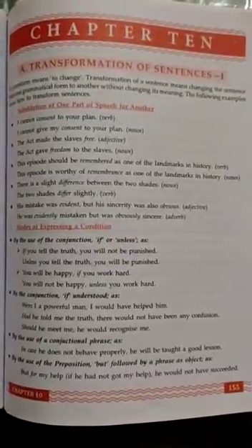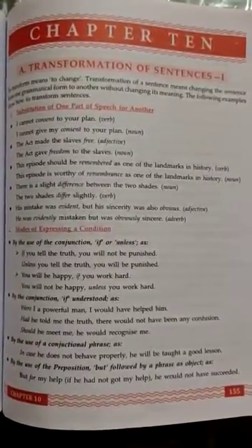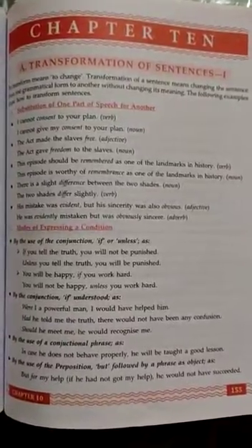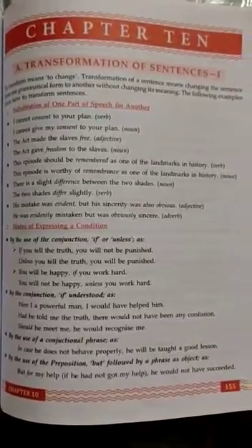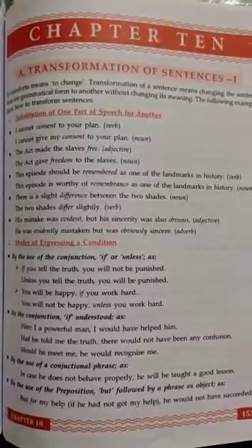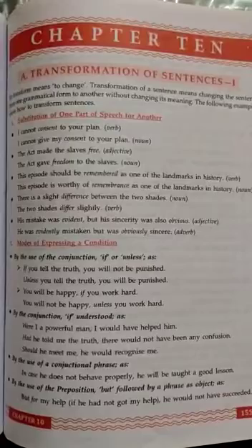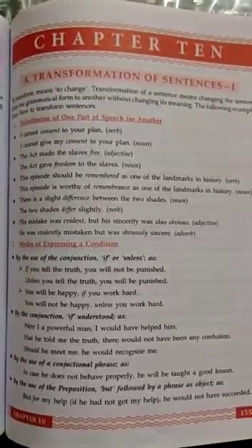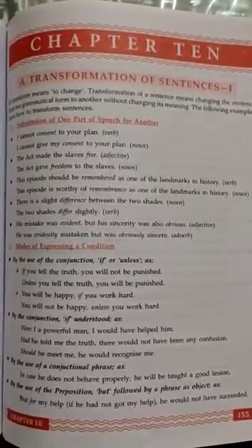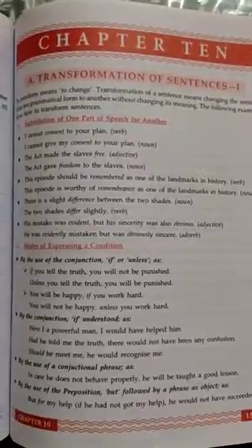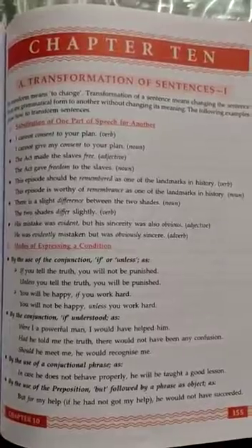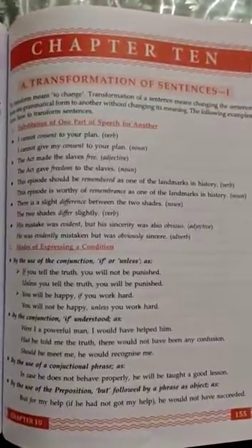Next we'll see the second point, modes of expressing a condition. That means the different ways of expressing a condition that we are going to follow. First one is expressing a condition by the use of the conjunction if or unless. Condition means we have certain conditions. If you do this, you will get that one. Unless you go there, you won't get this product, like this.